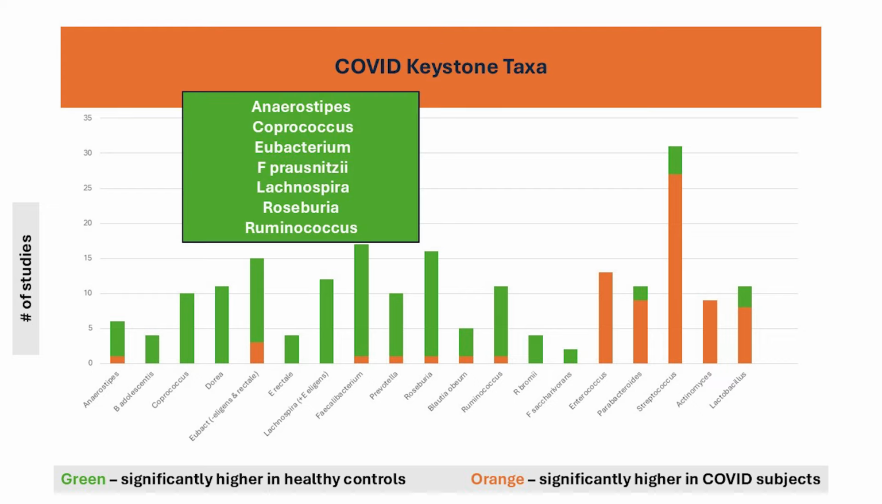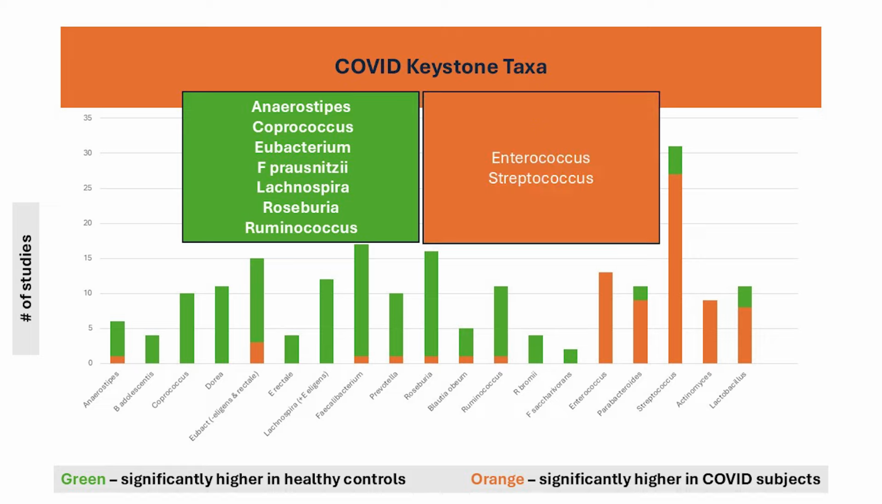Now let's take a look at the microbial fingerprint for COVID. Here we see the classic health promoters, Anaerostipes, Coprococcus, Eubacterium, F. prausnitzii, Lachnospira, Roseburia, and Ruminococcus, significantly reduced, whereas we see classic opportunistic pathogens such as Enterococcus and Streptococcus significantly increased across the board in COVID. And here is your so-called probiotic Lactobacillus with mostly negative data.